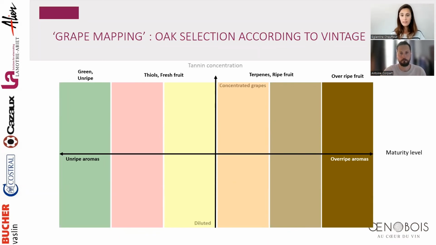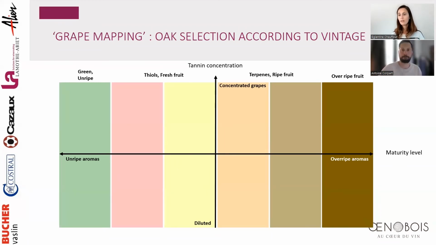Then the other axis is about concentration, the tannin concentration. Here we are going up. So on the bottom part of the map, we are talking about grapes that are diluted. There is not much concentration here. They are pretty watery. And on the top part of the grapes, we are talking about a grape that has a nice concentration. The higher we go and the more tannins and concentration we have.